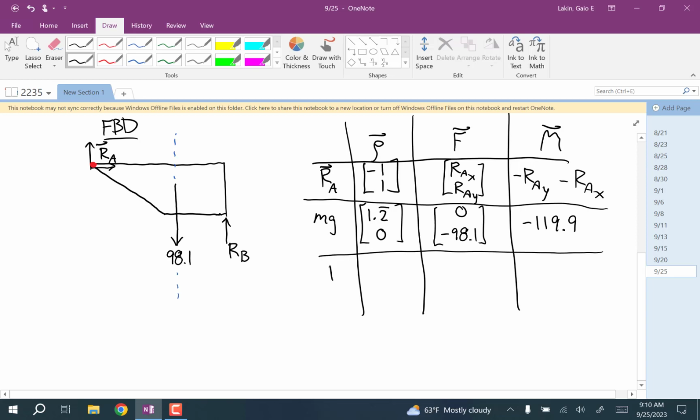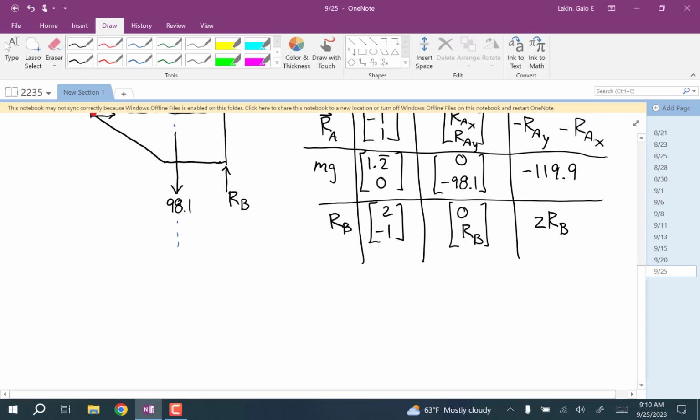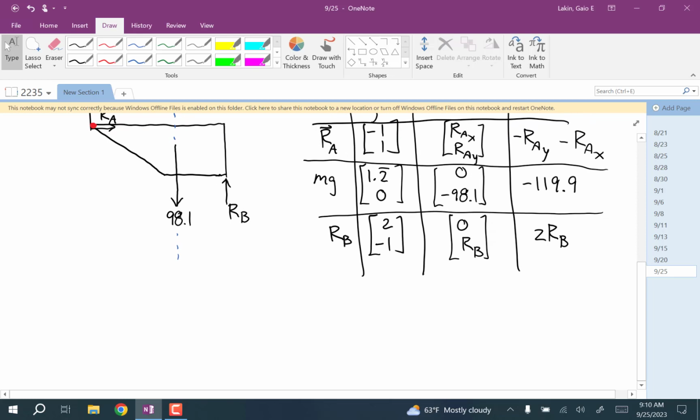And then the last one is the force RB. That rho vector is going to be 2 for the x component and negative 1 for the y component. The force is 0, RB. You get 2RB for that. Okay, so up until now, we've made our life harder by choosing the about point at a different spot than we had our origin for the centroid. But from this point on, it's going to make it a little simpler. We can probably do it without using reduced row echelon form and stuff.